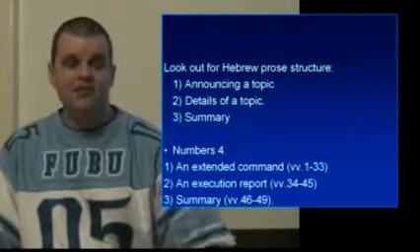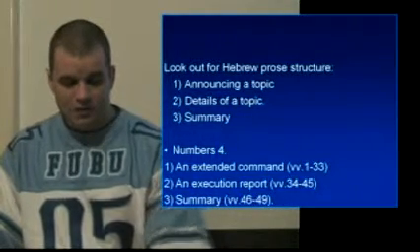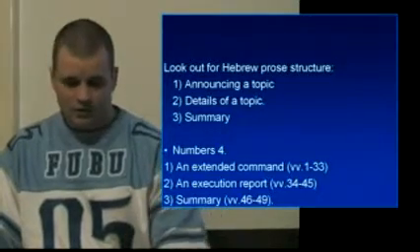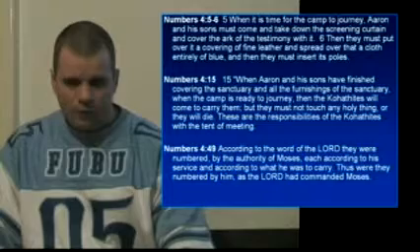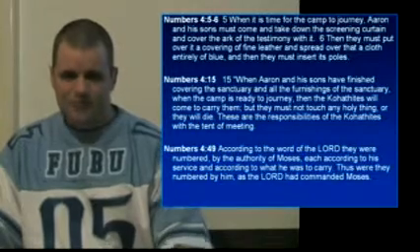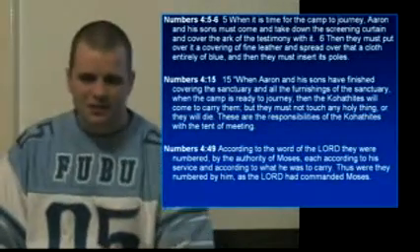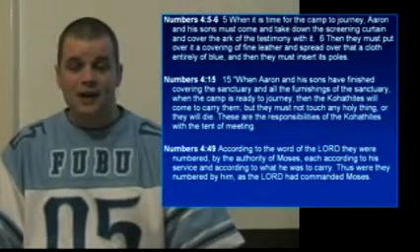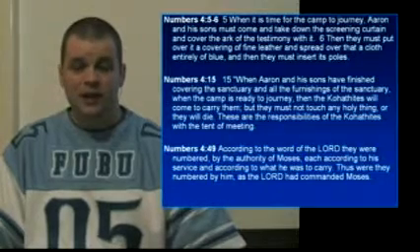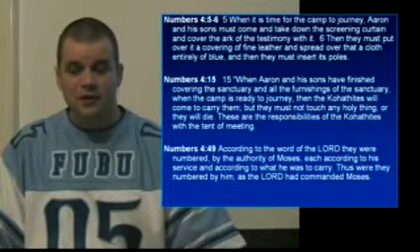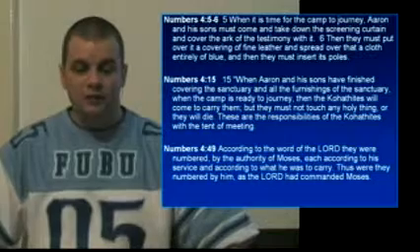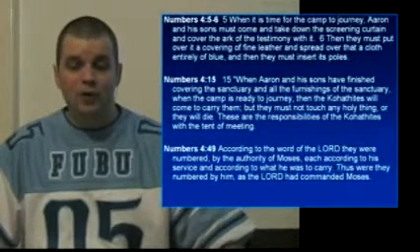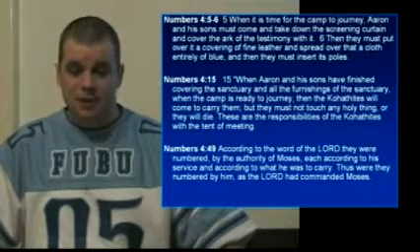And then finally you get a summary, verses 46 to 49. So just to give you an example of this, we won't be able to look at all the verses, but we'll look at just a couple. Numbers chapter 4, verses 5 to 6, it says, when it is time for the camp to journey, Aaron and his sons must come and take down the screening curtain and cover the ark of the testimony with it. Then they must put over it a covering of fine leather and spread over that a cloth entirely of blue, and then they must insert its poles.